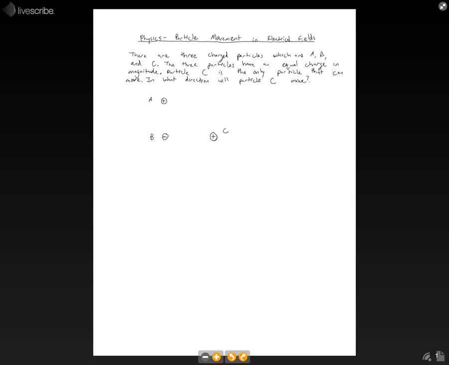This video is a lesson over particle movement and electrical fields. Okay, so we have three charged particles, and I've labeled them A, B, and C. And our three particles have an equal charge and magnitude, but two of them are positive and one is negative.